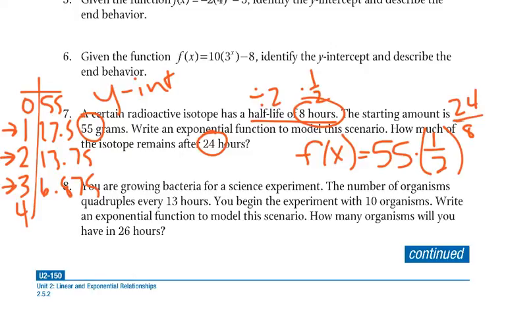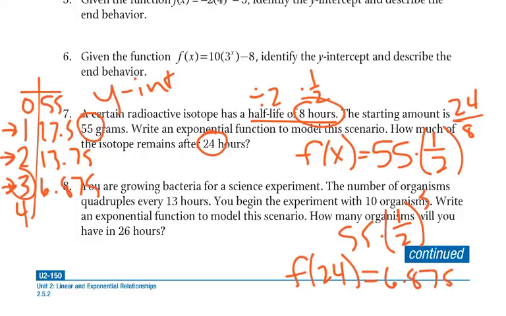Now hopefully you notice 24 divided by 8 is 3, which makes sense with that now, right? So we'd go 55 times 1/2 to the third. And we end up with f of 24 equals 6.875, which is basically what we said here. Okay, basically the same thing.